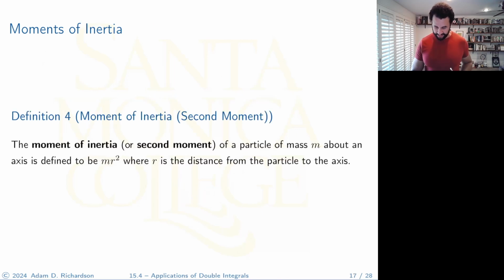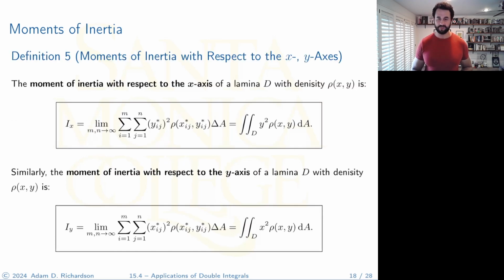All right. So now that we've got that, we can talk about the second moments. So the second moments are the moments of inertia. And the moment of inertia of a particle of mass m about some axis is defined to be m r squared. So mass times radius squared or distance squared. So r is the distance from the particle to the axis. So our second moment formulas are really very similar to our first moment formulas, except now it's going to be squared for those distances instead of just single, right?